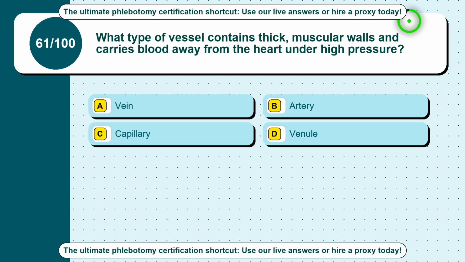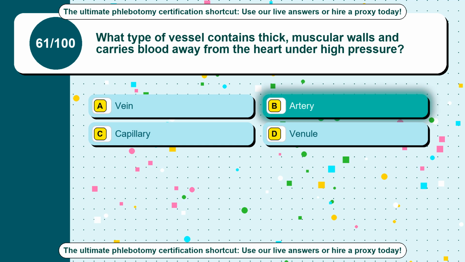Question 61. What type of vessel contains thick, muscular walls and carries blood away from the heart under high pressure? Option A, vein. Option B, artery. Option C, capillary. Option D, venule. The correct answer is option B, artery.